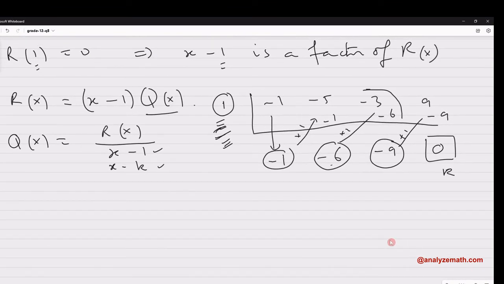And now we write our polynomial R(x) as follows. R(x) equals x minus 1 multiplied by Q(x). Q(x) is the result of the division, so we put it here.